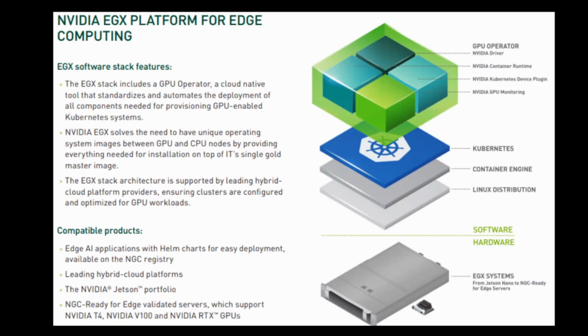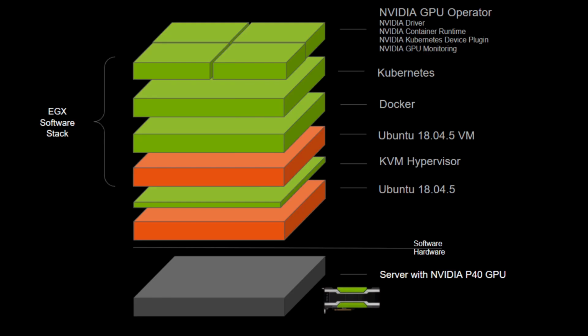Today's install is based on NVIDIA's EGX platform for edge computing with the EGX stack. We're going to put a slight twist on it today in that we're going to build it on top of a VM. So I've got as our base server Ubuntu 18.04.5 with a KVM Hypervisor on top of it. On that, we're going to build an Ubuntu 18.04.5 VM with Docker, Kubernetes, and NVIDIA GPU operator.